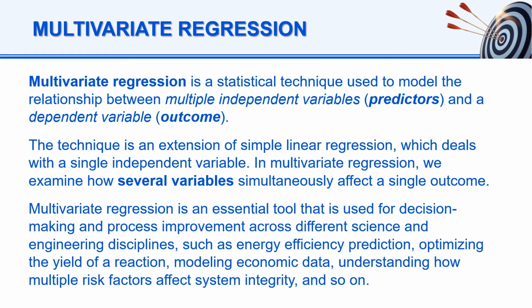Multivariate regression is an essential tool that is used for decision-making and process improvement across different science and engineering disciplines, such as energy efficiency prediction, optimizing the yield of a reaction, modeling economic data, understanding how multiple risk factors affect system integrity, and so on.